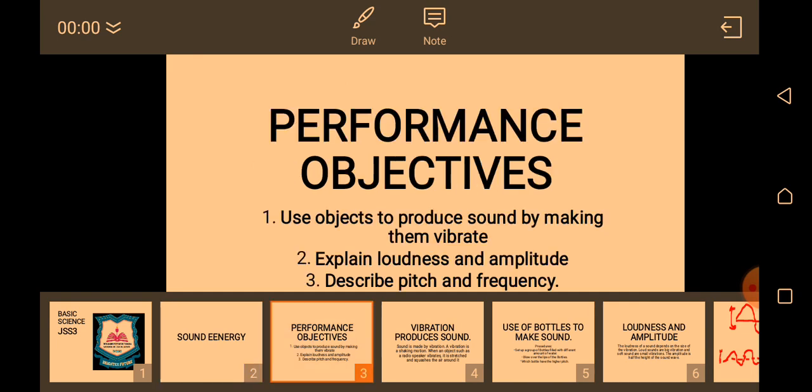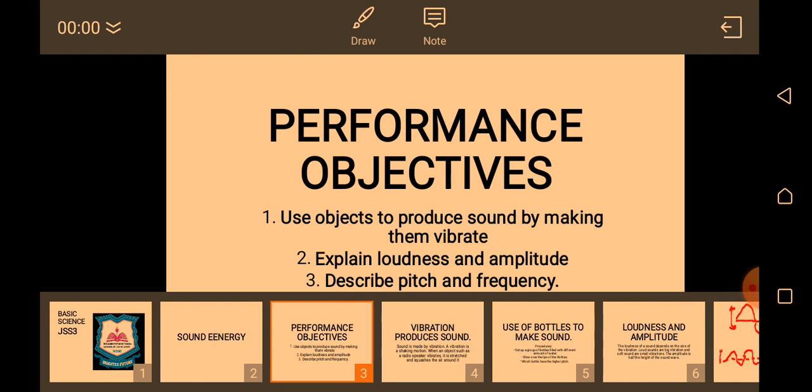Our performance objectives for this class are: we should use objects to produce sound by making them vibrate; two, we should explain loudness and amplitude; and thirdly, describe pitch and frequency.